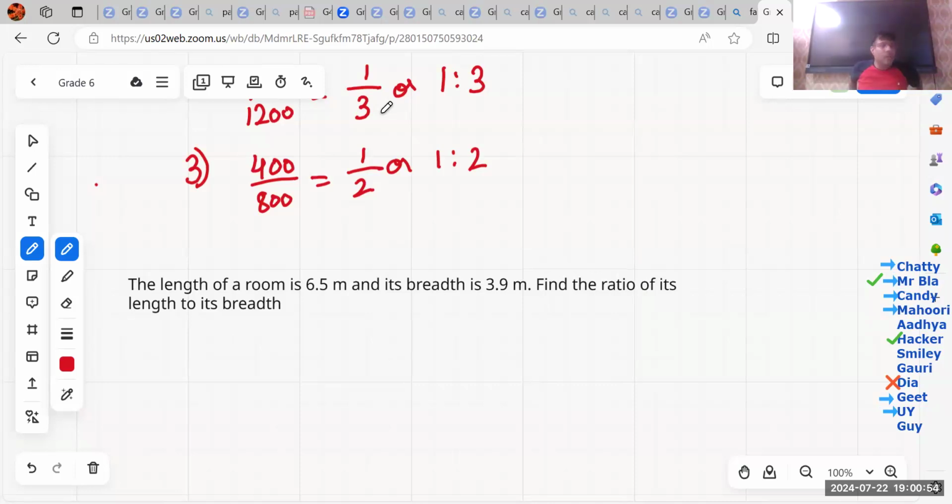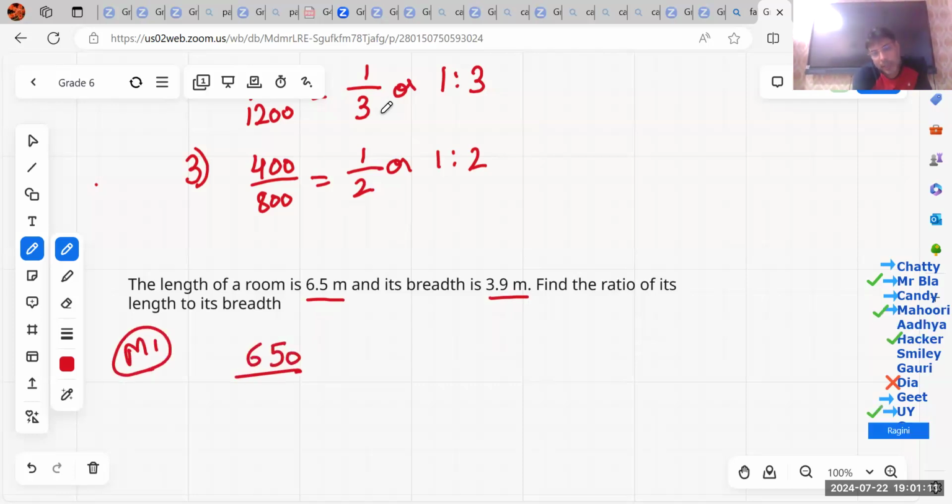You know what we do today is the easiest part of ratio and proportion. All right, guys, let's see. The length of a room is this, the breadth is this. The first way is method 1: we do 650 upon 390. I convert it to centimeters, then I divide by 13. That gives 5 is to 3. That is the first way.